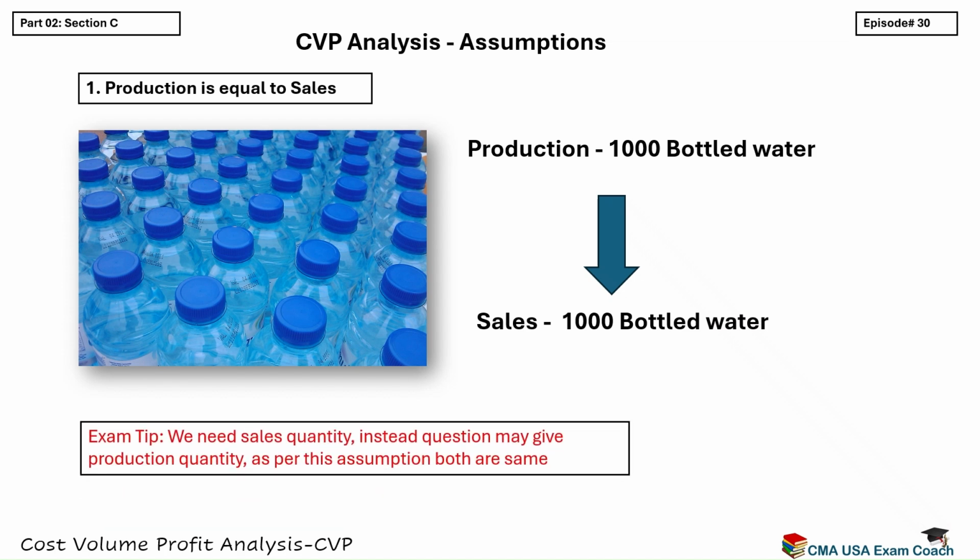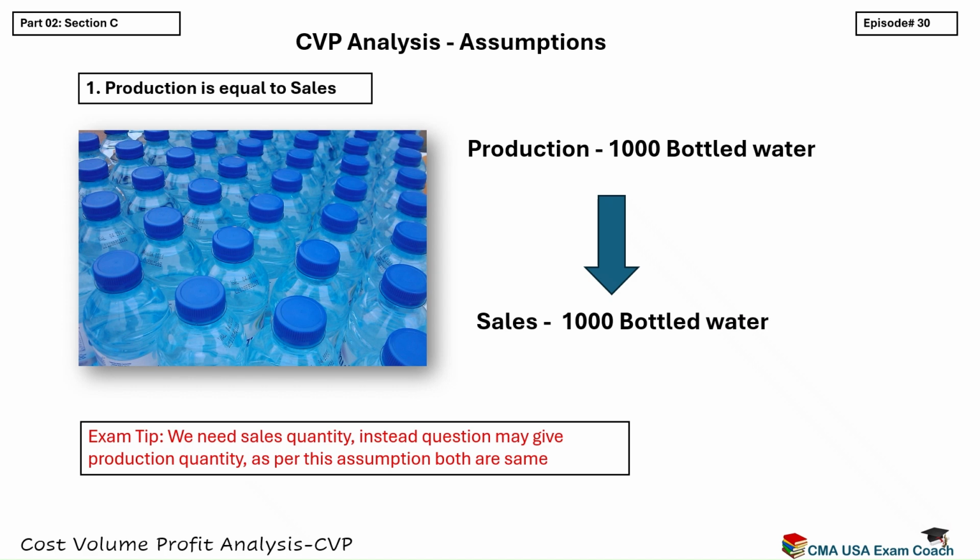Let's take a quick example. Suppose a company produces 1,000 units of a product during the month. Under this assumption, it also sells exactly 1,000 units during the same month. That means there are no unsold products left in inventory.